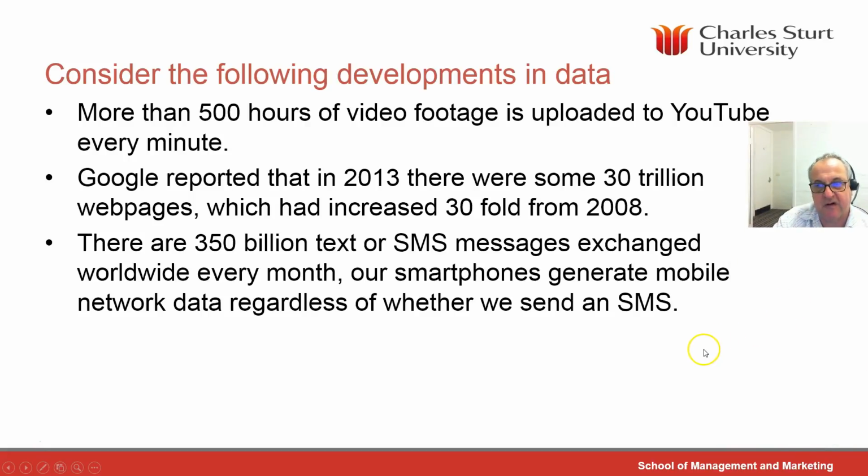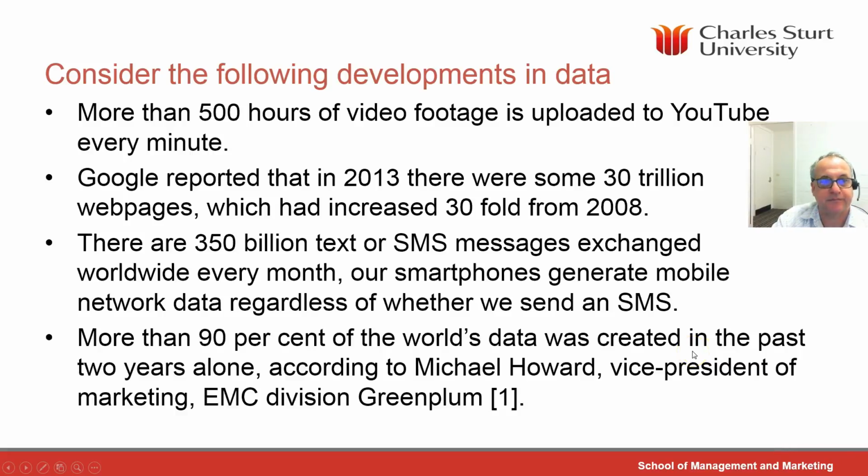And our smartphones generate mobile network data regardless whether we send an SMS or not, such as location data, whether it's trying to find a signal, trying to log on, and so on. So there's all this location, GPS related information now.